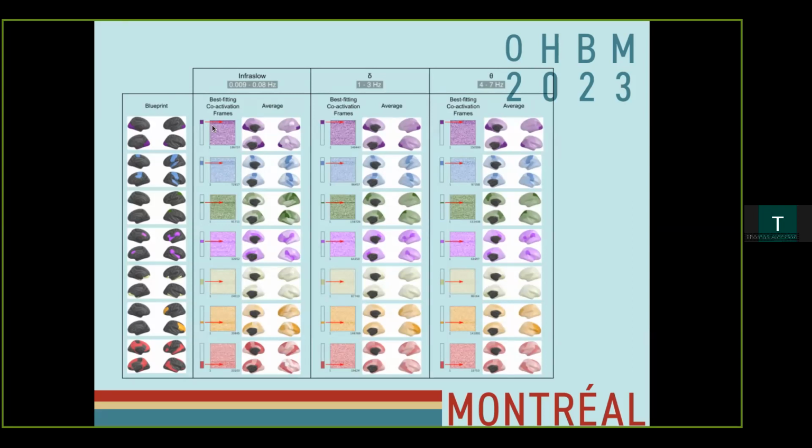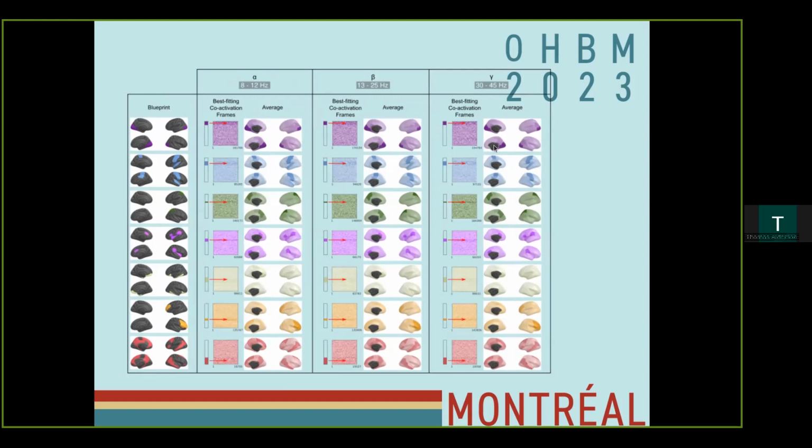Now we collect all the best fitting co-activation frames for each of the first 7 Yeo templates. We then take the average of these best fitting co-activation frames and plot it on the cortical surface. We now compare the average of all the best fitting co-activation frames to the original blueprint, and we see a strong correspondence. This is true for all the templates, and it's also true across the different timescales. This is delta, and this is theta, alpha, beta, gamma, and for all the timescales, we see this strong spatial correspondence.